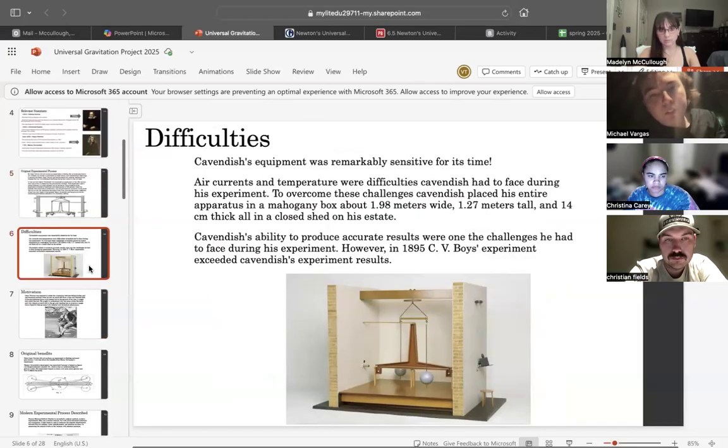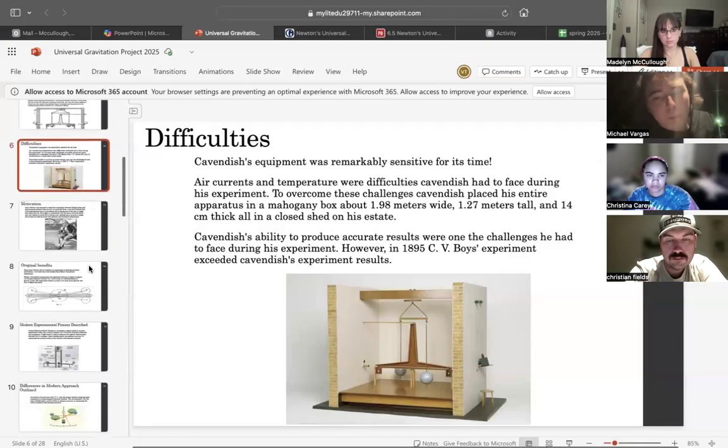Slide 2.2 Difficulties. Cavendish's equipment was remarkably sensitive for its time. Air currents and temperature were difficulties Cavendish had to face during his experiment. To overcome these challenges, Cavendish placed his entire apparatus in a mahogany box about 1.98 meters wide, 1.27 meters tall, and 14 centimeters thick, all in a closed shed on his estate.